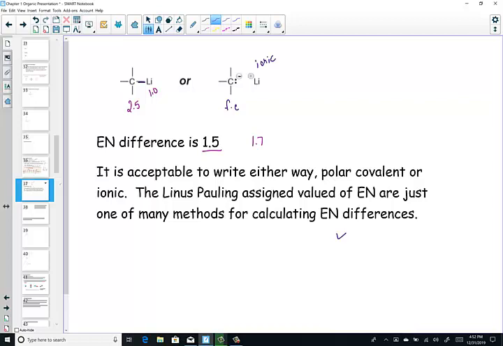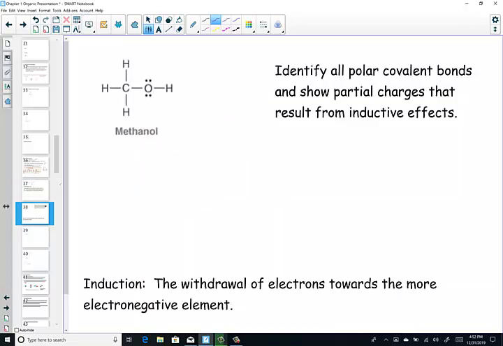And just keep in mind that this Linus Pauling electronegativity values is just one of many methods for calculating these differences. So if it's close, you're not going to be marked incorrect because both are acceptable. If you write one or the other, both are correct. More of this skill in this level is to identify polar covalent bonds and results from inductive effects placing those partial charges.